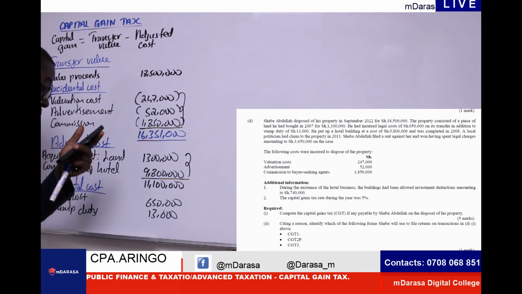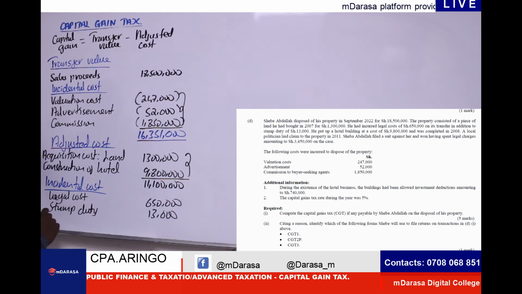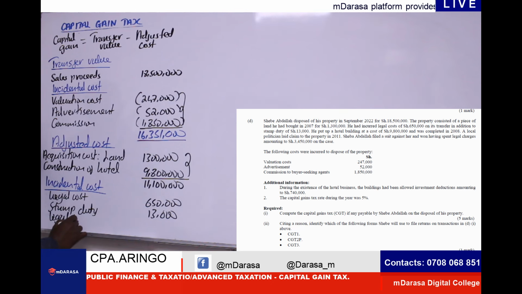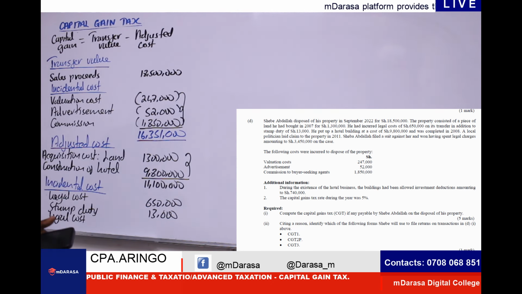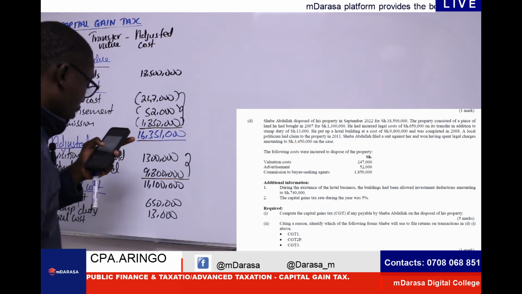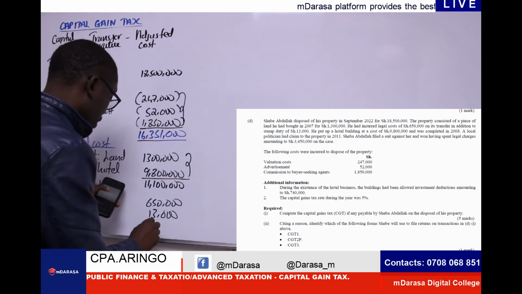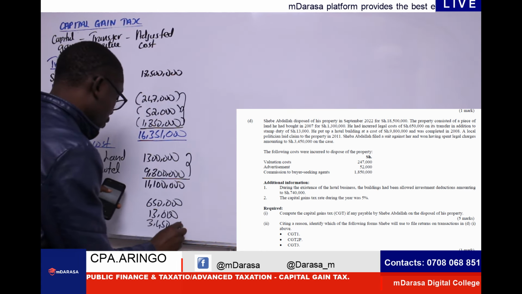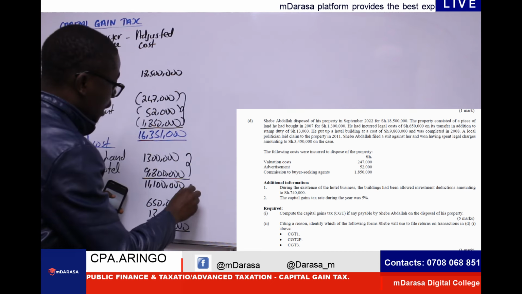In addition to that, we are told that he put up a hotel building at a cost of 9.8, completed in 2.8, right? A local politician laid a claim to the property in 2011. Abdallah filed a suit against her and won, having spent legal charges amounting to 3.45 million. So this is another legal cost. We can sum them up or take it separately. It's a legal cost paid for the claim, a value of 3,450,000. So we need to sum up all this.